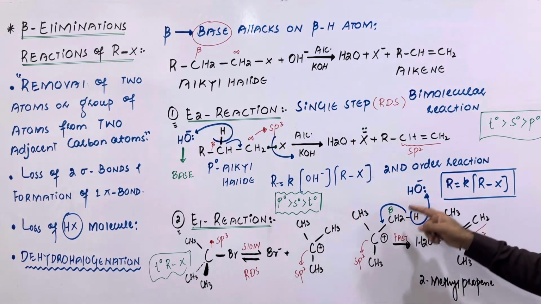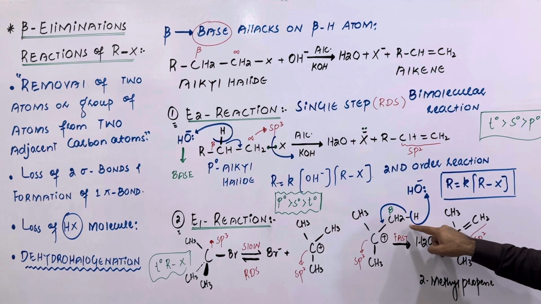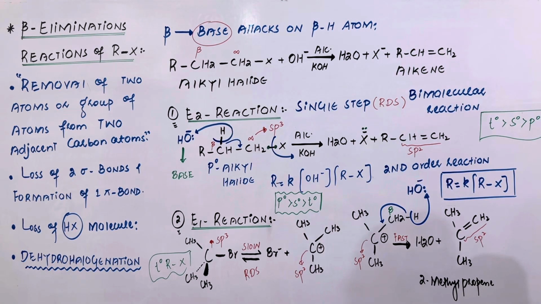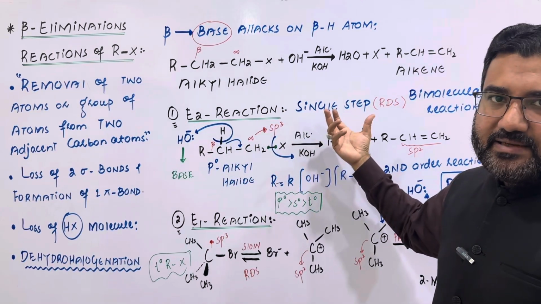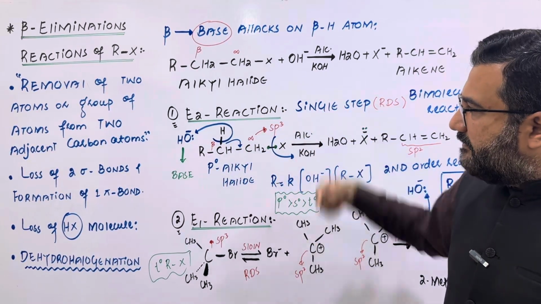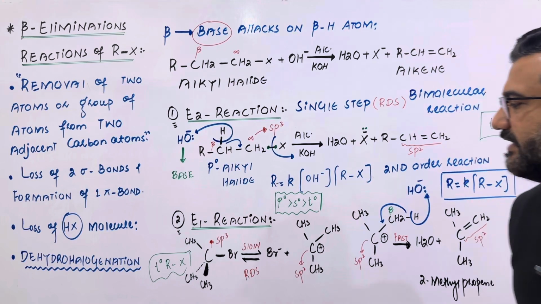While in the second step, the base attacks the beta hydrogen and you get an alkene. So it is a two-step process. E2 was a single step process. This is the first point which shows the difference between E2 and E1 reactions.